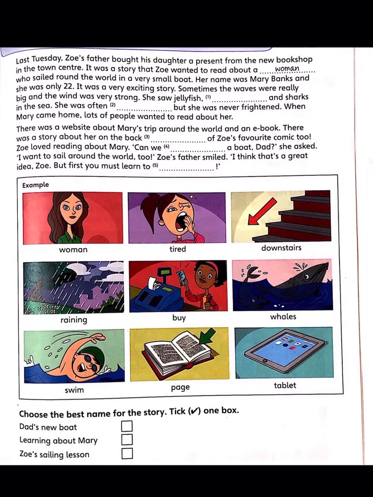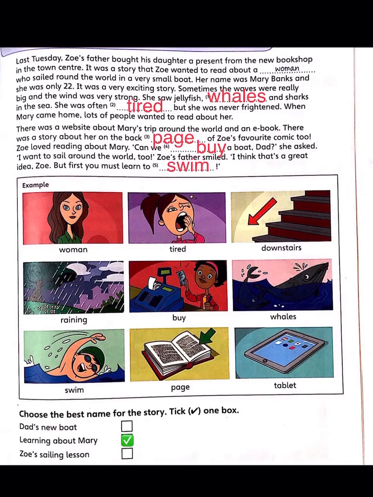Okay, now there are 3 possible names for this story. Which is the best name for our story? Is it the first one, Dad's New Boat? Or Zoe's sailing lesson, or learning about Mary? Do you have the answer? Perfect. The best name for this story is Learning about Mary.